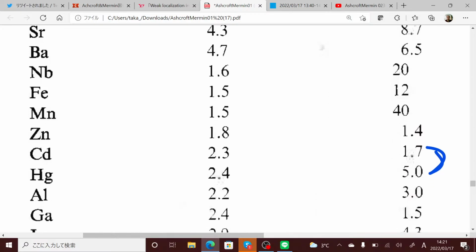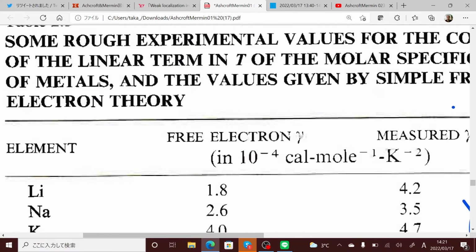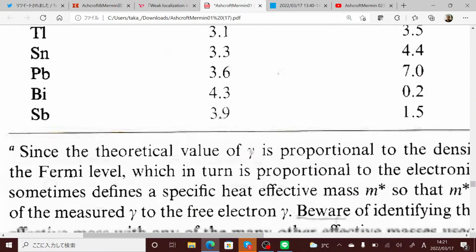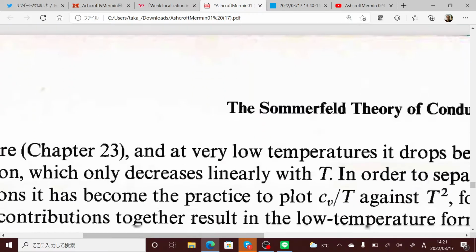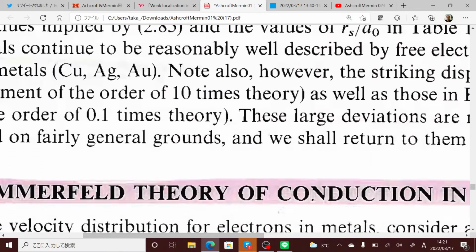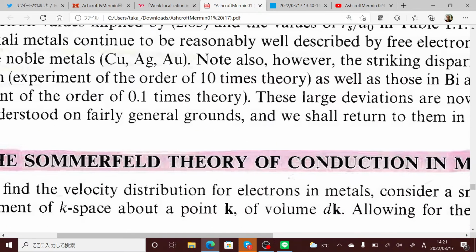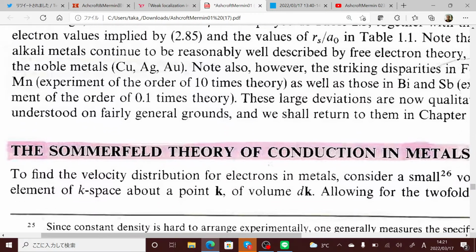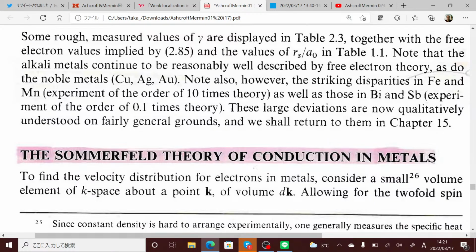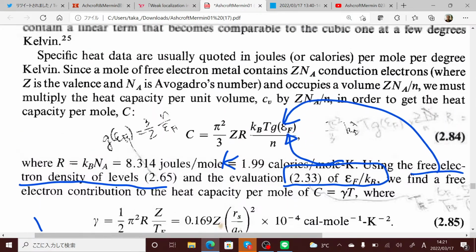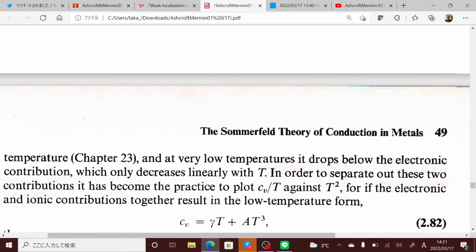So anyway, I think we reviewed these properties of metals. So I can now stop today, then continue next time. Next time we do from here, Sommerfeld theory of conduction in metals. What is the page? Page number 49.